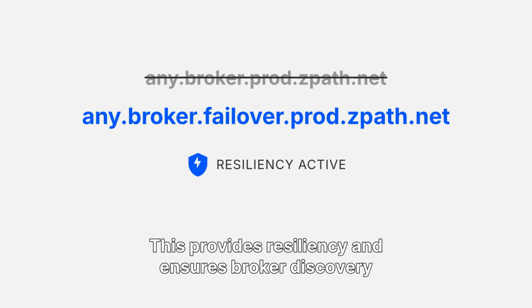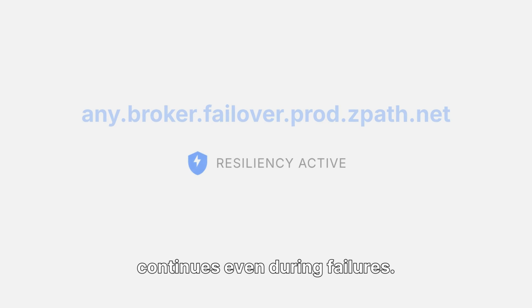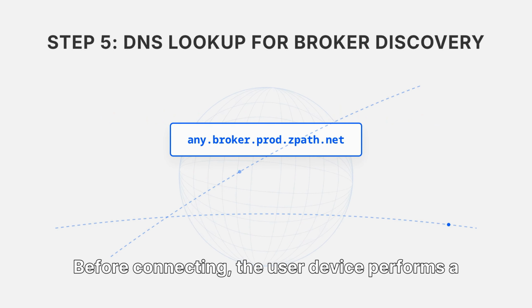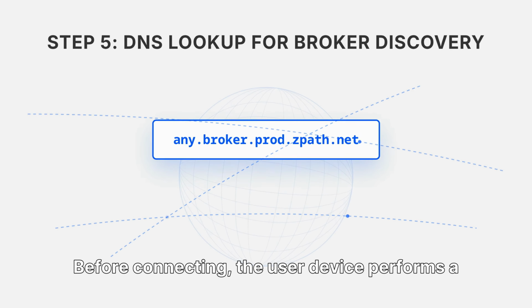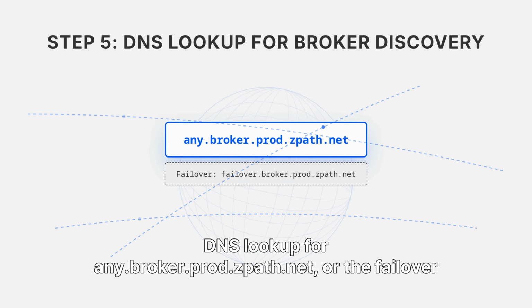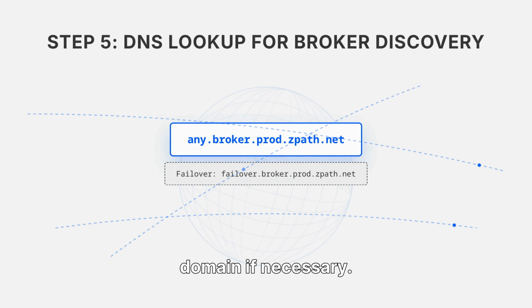any.broker.prod.zpath.net. If this domain is unreachable for any reason, ZCC automatically tries any.broker.failover.prod.zpath.net. This provides resiliency and ensures broker discovery continues even during failures. Step 5. DNS lookup for broker discovery. Before connecting, the user device performs a DNS lookup for any.broker.prod.zpath.net or the failover domain if necessary.